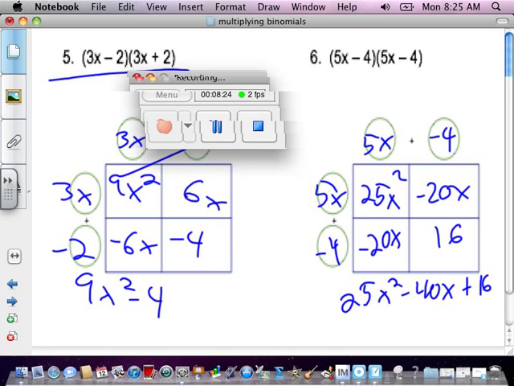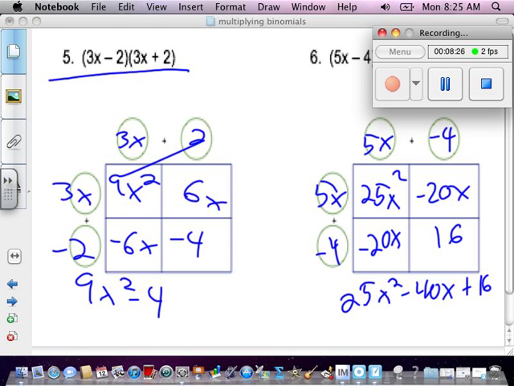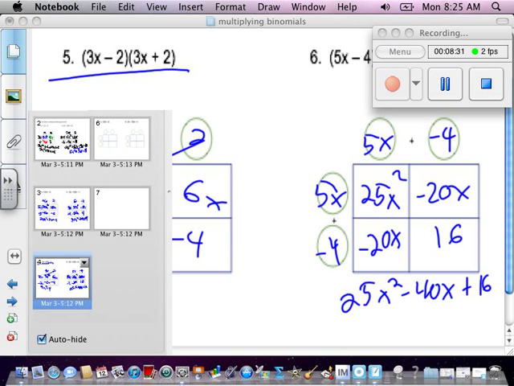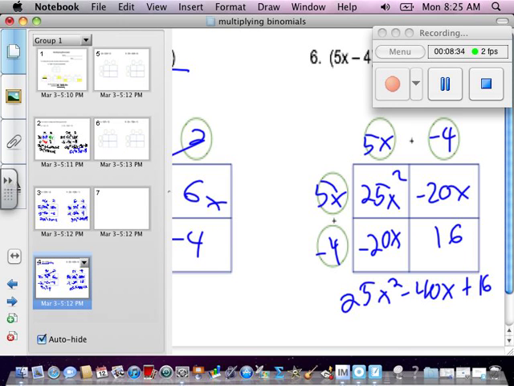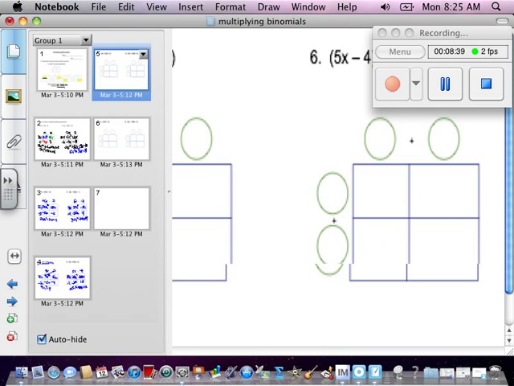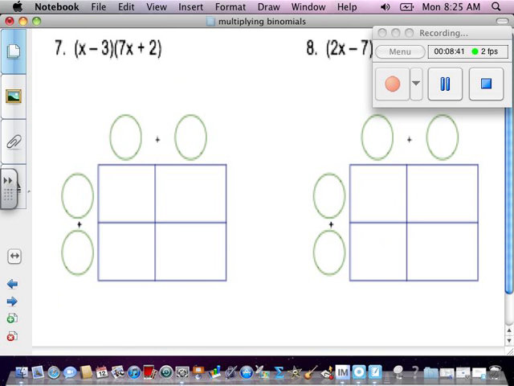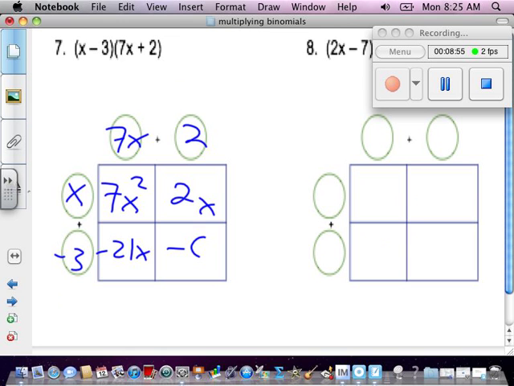All right, let's move on to 7 and 8. Everybody got these down? Got the right answers? Yeah. Okay. Let's look at the next ones. We are on 7 and 8. All right, we've got x, negative 3, 7x, 2. So we've got 7x squared, 2x, negative 21x, and negative 6, which gives us 7x squared minus 19x minus 6.